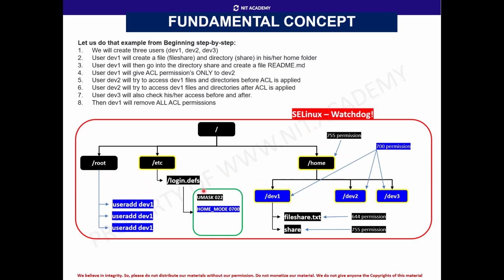Everything that's in the umask is 644, 755. Any file in the system, whether it's under dev1, dev2, dev3, or under root, all the files are always going to have 644 for files and 755 for directories. I hope you understand this map. Anybody who doesn't understand this map, please open your mic and ask me now.